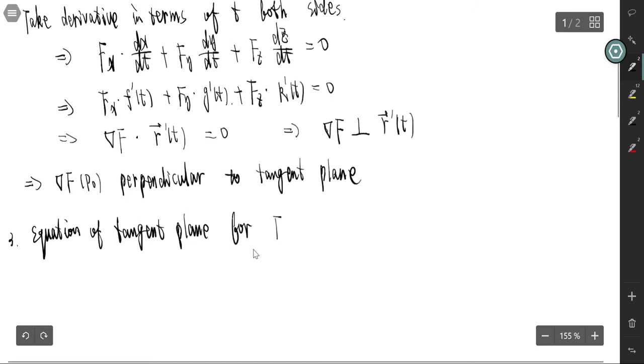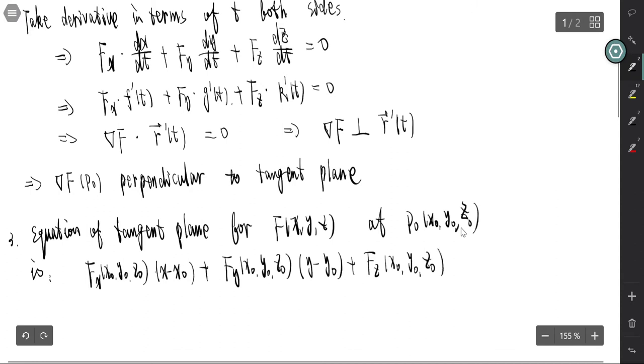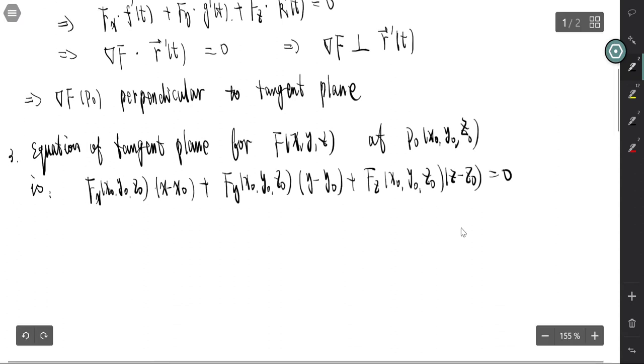For surface f(x, y, z) at P naught (x naught, y naught, z naught) is f_x(x naught, y naught, z naught) times (x minus x naught) plus f_y(x naught, y naught, z naught) times (y minus y naught) plus f_z(x naught, y naught, z naught) times (z minus z naught) equals 0. This is the tangent plane. Now, this is equal to c. This is the tangent plane for the surface.